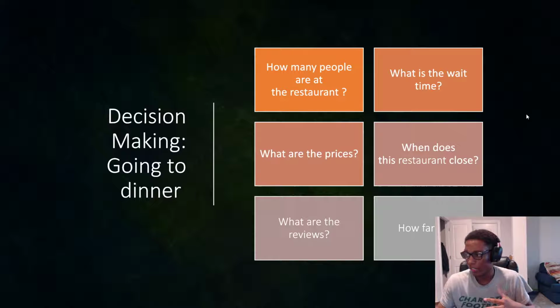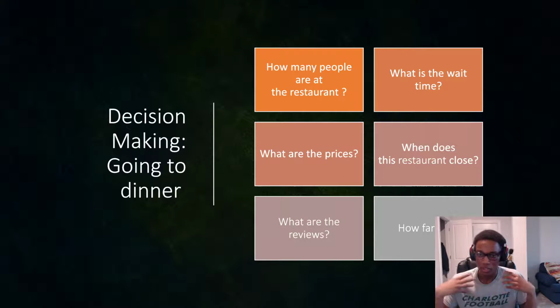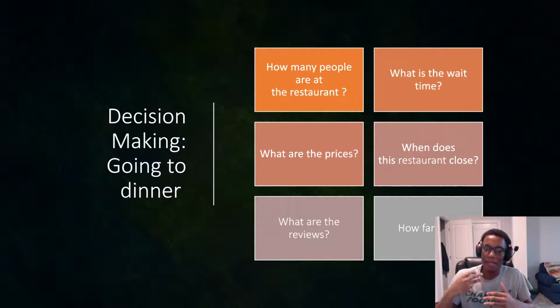So here's a better example. So we're moving away from the individual. Let's say I want to go to a restaurant. How do I decide which restaurant I want to go to? So here are some questions that might help me decide. And each of these questions have a statistical point of data that can help me make that decision.